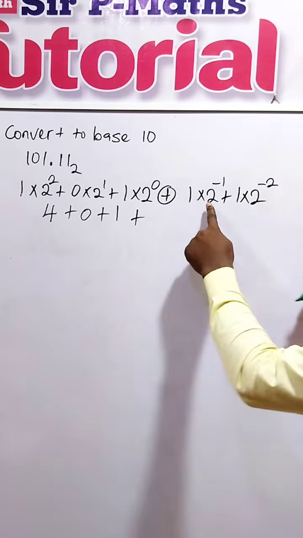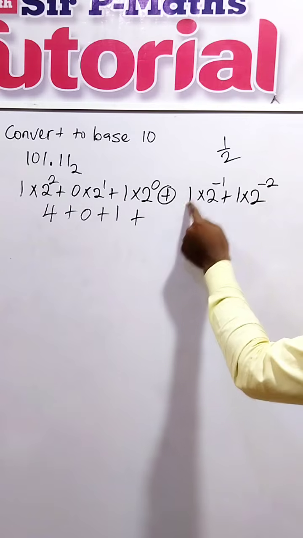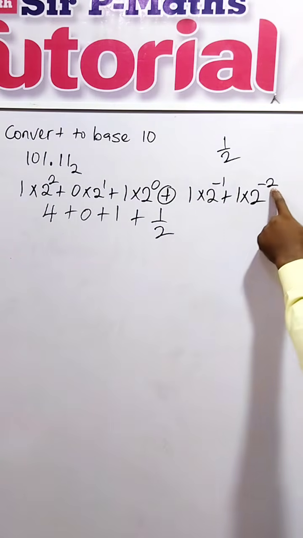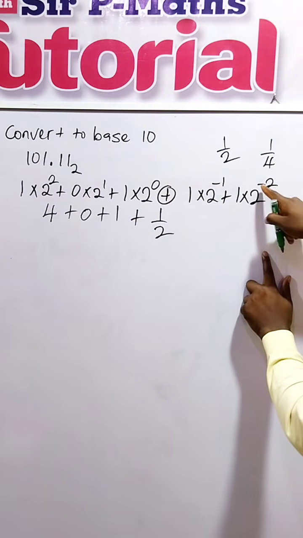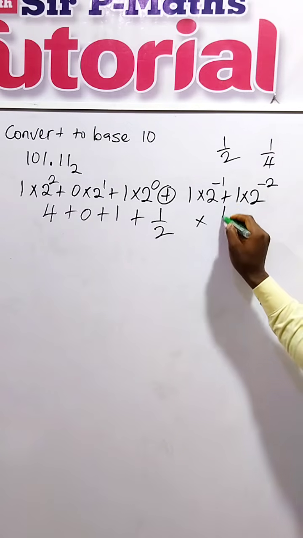Plus 2 inverse 1 means 1 over 2, okay? Then times 1, you still have 1 over 2. Then 2 inverse 2 means 1 over 4, because 2 raised to the power 2 is 4, and because of the negative, you have 1 over 4. Then multiply it against 1, it is still the same thing.